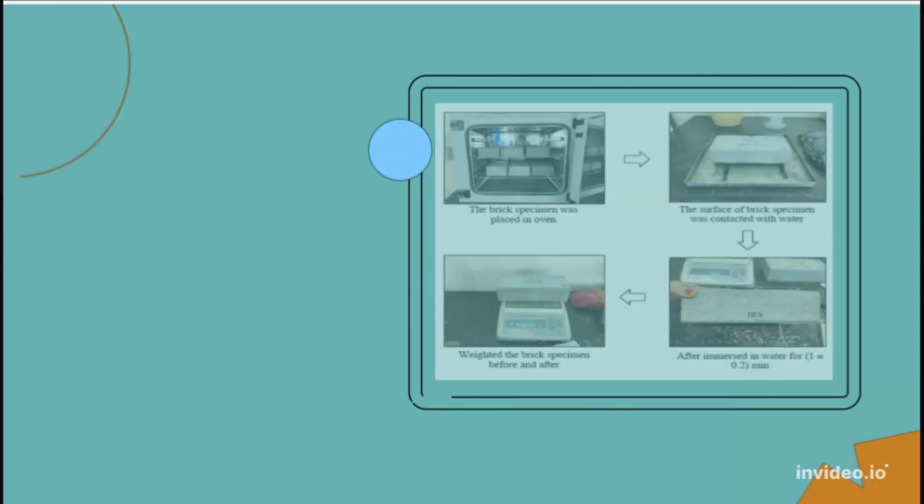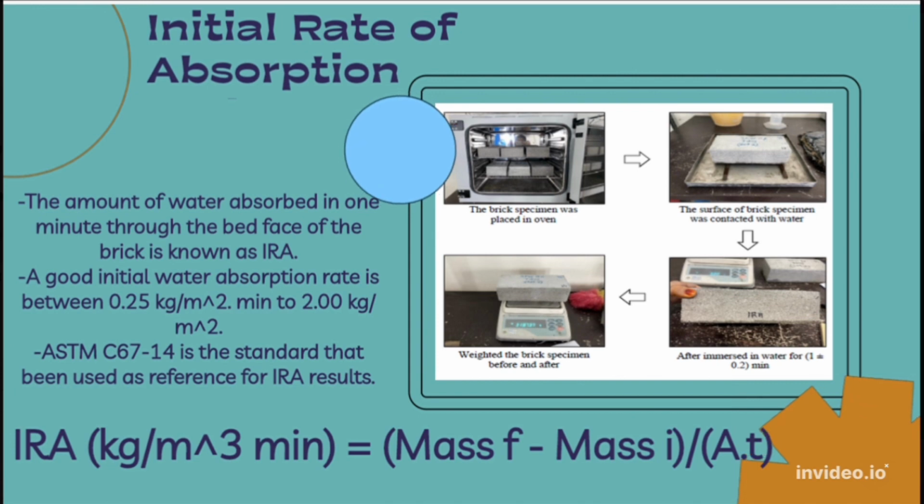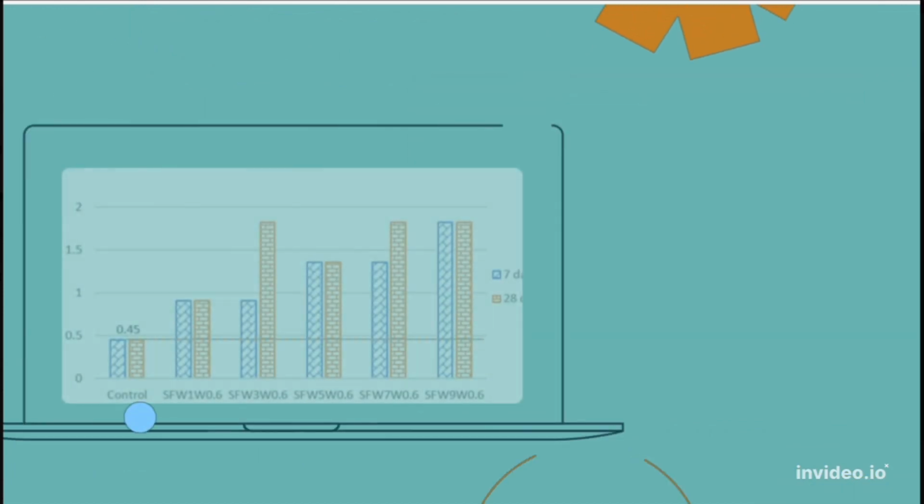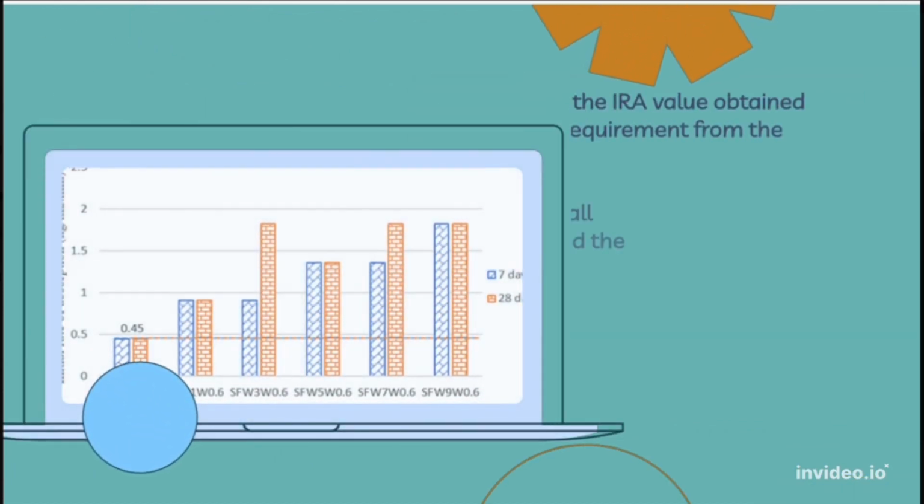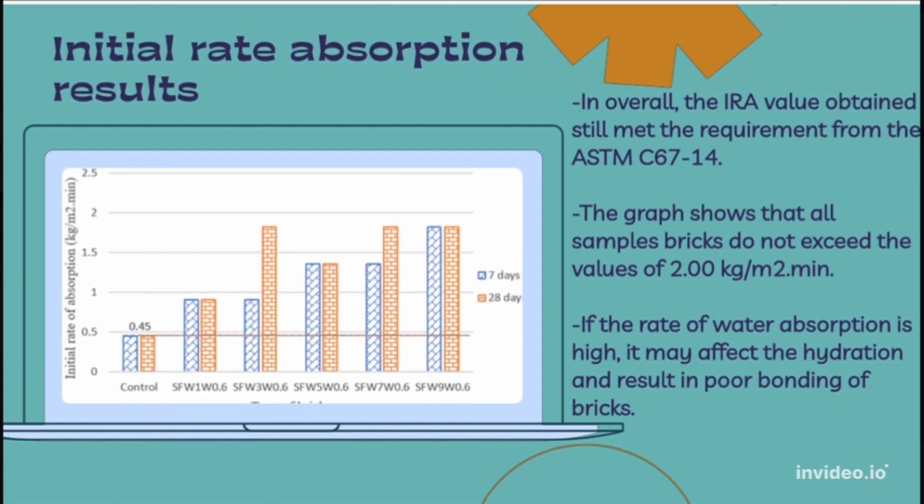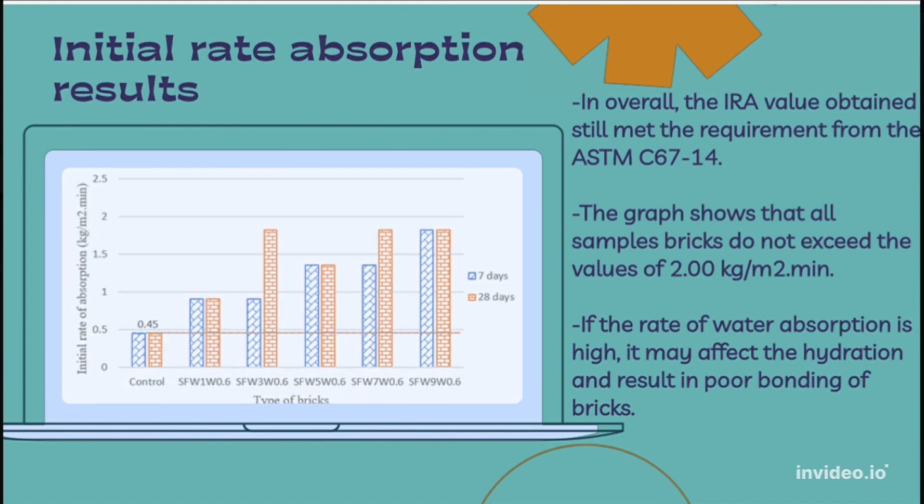The last test in this study is the initial rate of absorption, as the process is shown in the figure. The formula given is used for this study. The IRA values obtained still meet the requirement from the standard, where the graph result shows that all sample bricks do not exceed the value of 2.